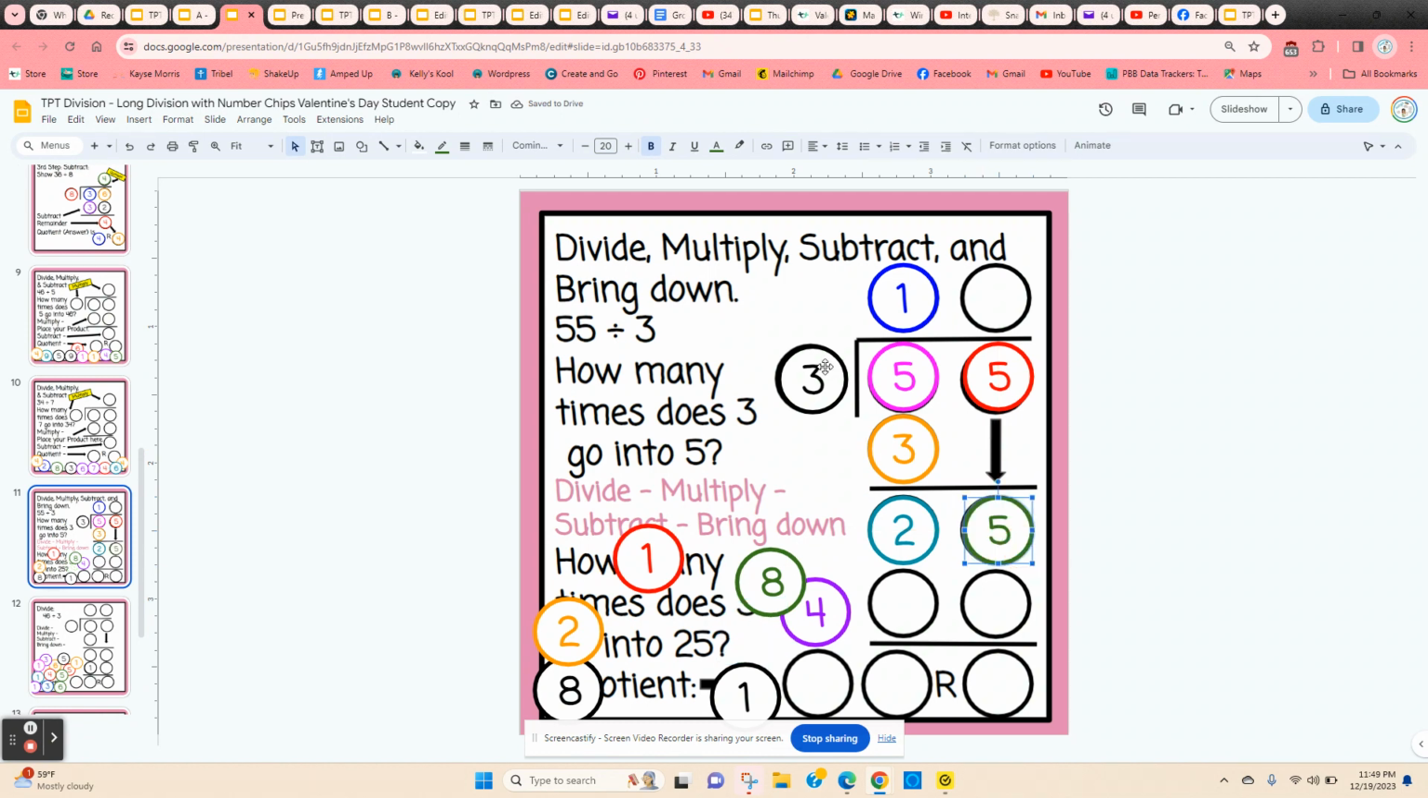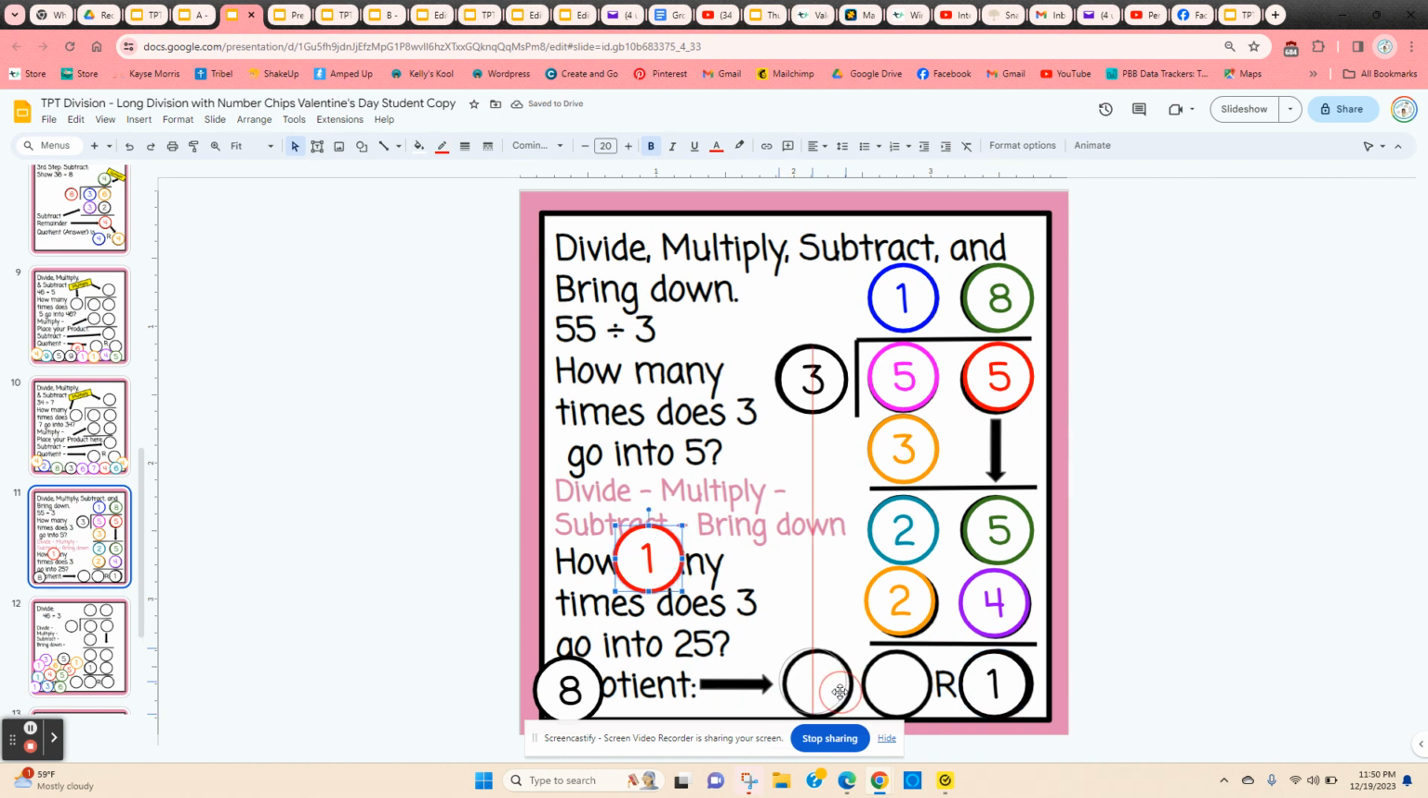They're going to divide. 3 goes into 25 8 times. Multiply for the second step. Subtract. And they've got their answer: 18, remainder 1.